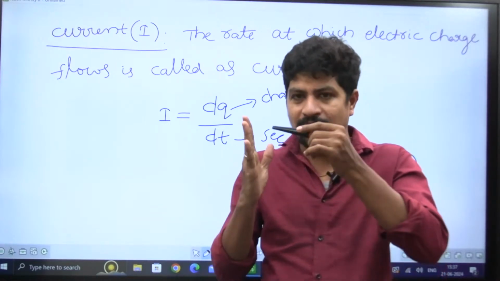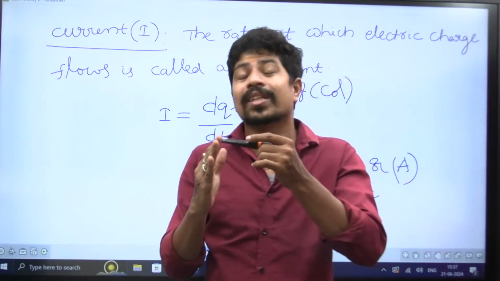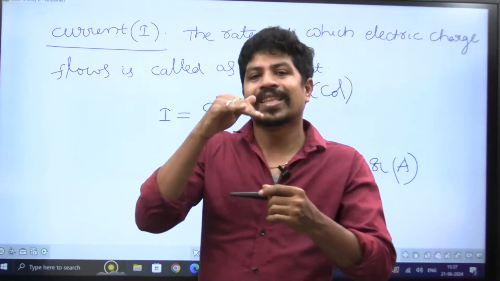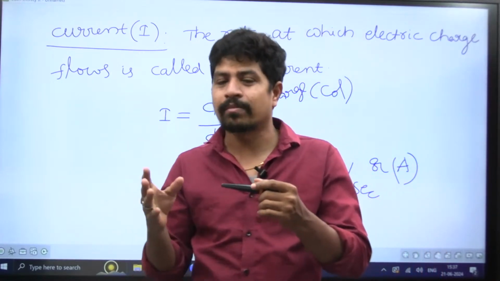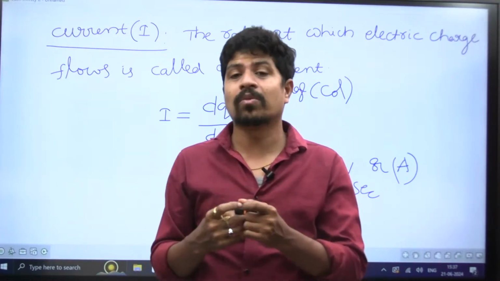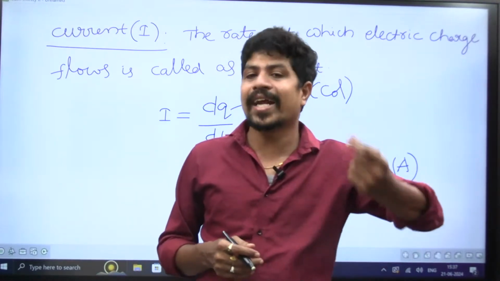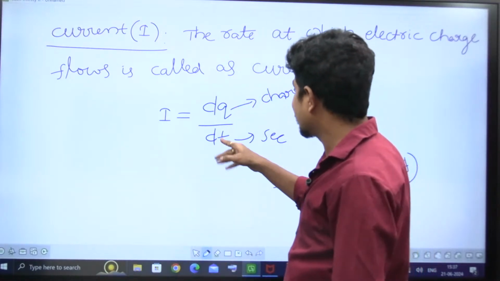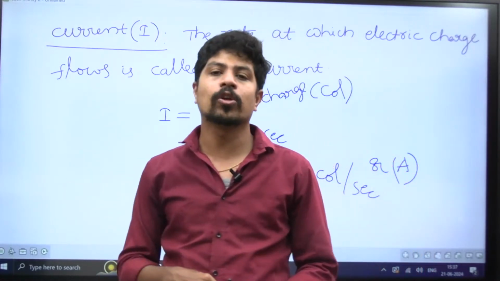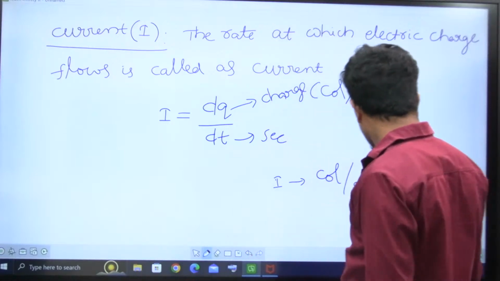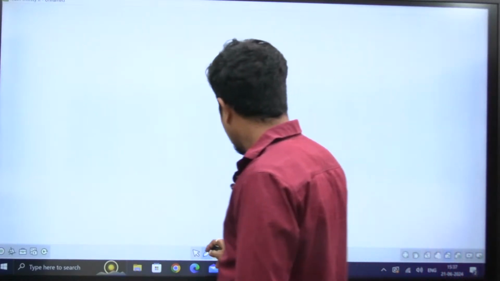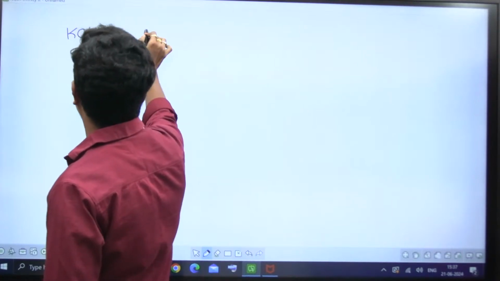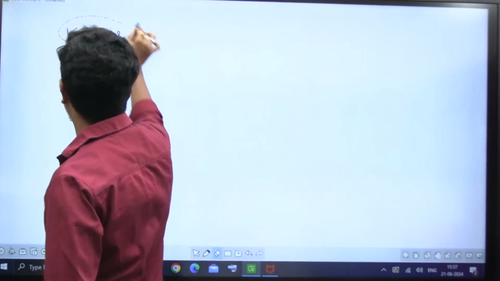What I do is I'll apply some force here, that is nothing but voltage. Then all free electrons will start moving in one particular direction. That movement of electrons with respect to time is going to give you current. The rate at which charge is flowing, coulombs per second. How many coulombs per second flow through some cross section, that is current.